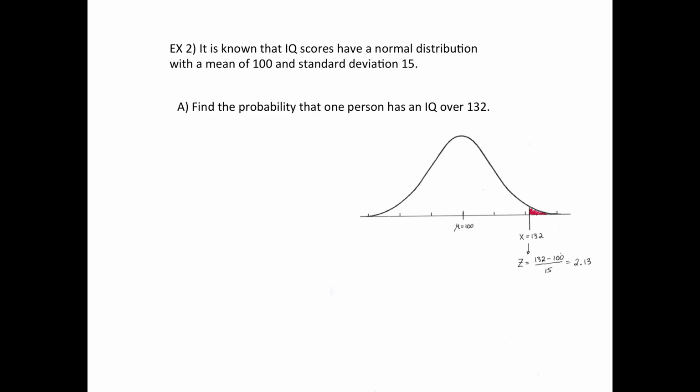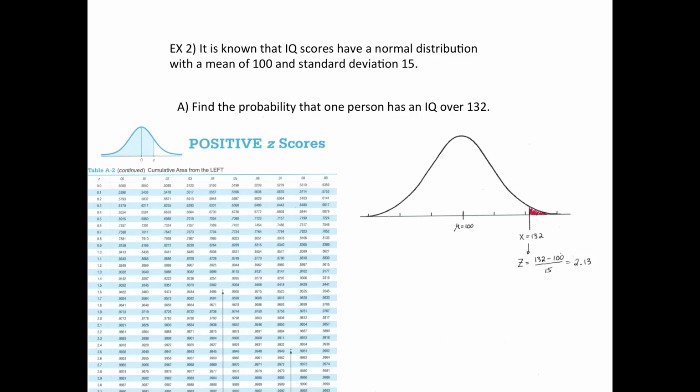So you do the bell-shaped curve with mean of 100 in the middle. Here's 132, do the z-score, we get a 2.13. Then look up a 2.13, which would be right here, 98.34. That means the left side is 98.34. If you do 1 minus that, you'll get 0.017, or in other words, 1.7% of people are considered to be geniuses.